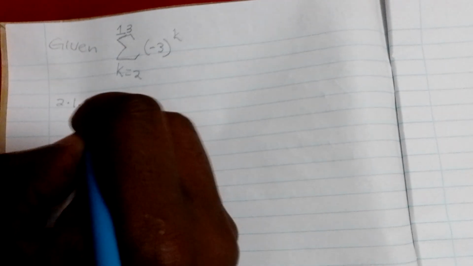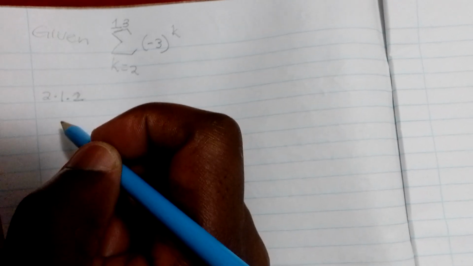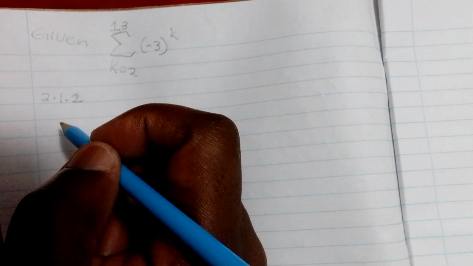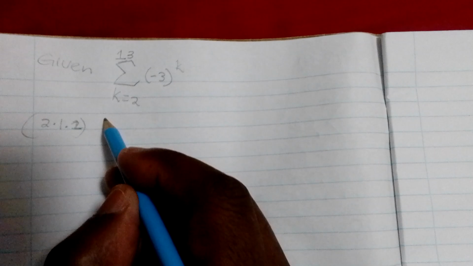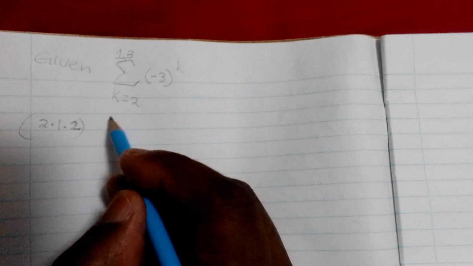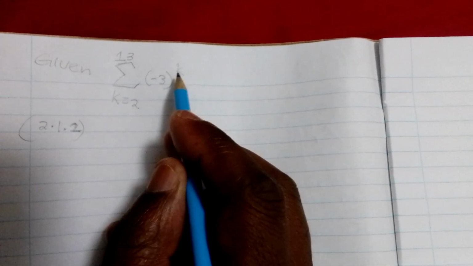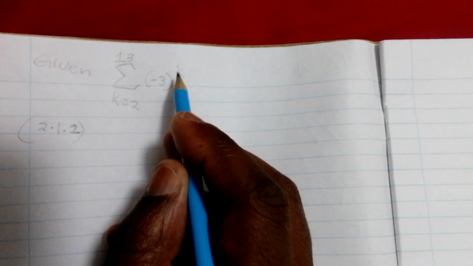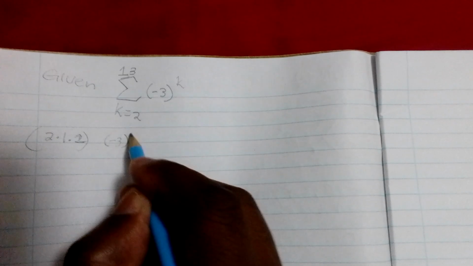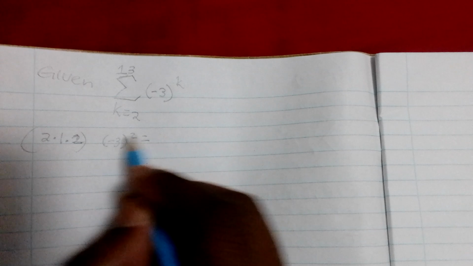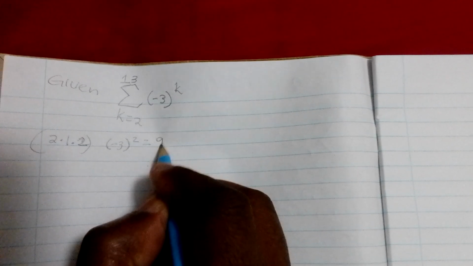The first question says write down the values of the first 3 terms of the series. Okay, so we're required to write down the values of the first 3 terms. That looks simple enough. So all we do is simply substitute in our values for k, the first 3 values for k in this case. And what we have is 2, and that gives us 9, right?